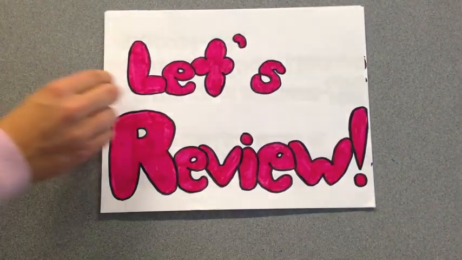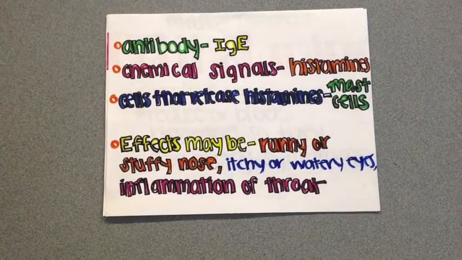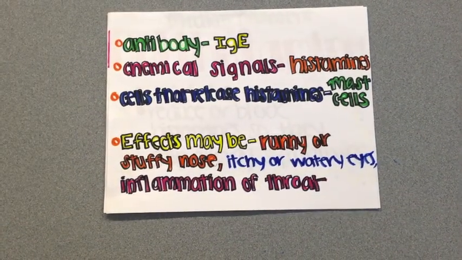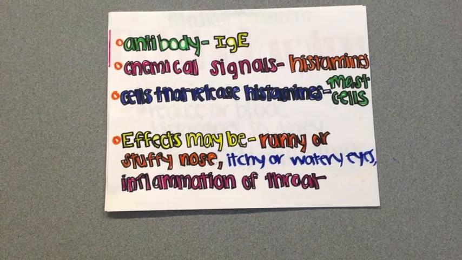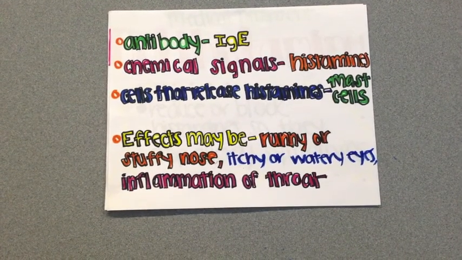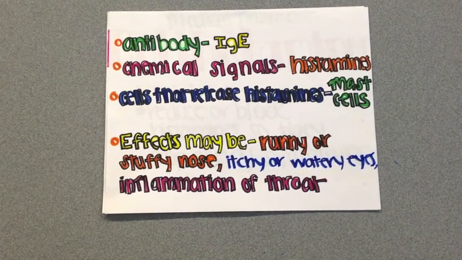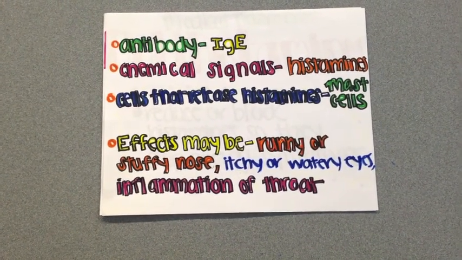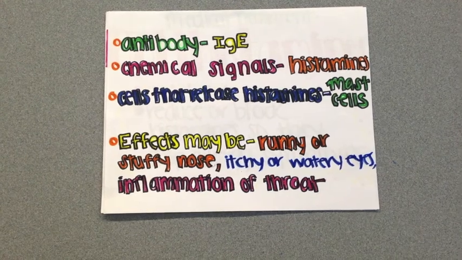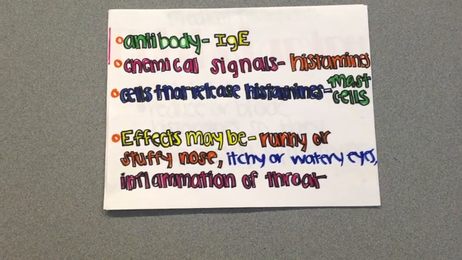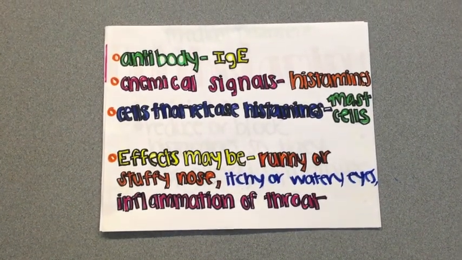Let's review. IgE is the antibody that indicates the release of a chemical signal. The chemical signals released by IgEs are histamines. The cells that release histamines are called mast cells. Effects of the release of histamines may be runny or stuffy nose, itchy or watery eyes, and/or inflammation of the throat.